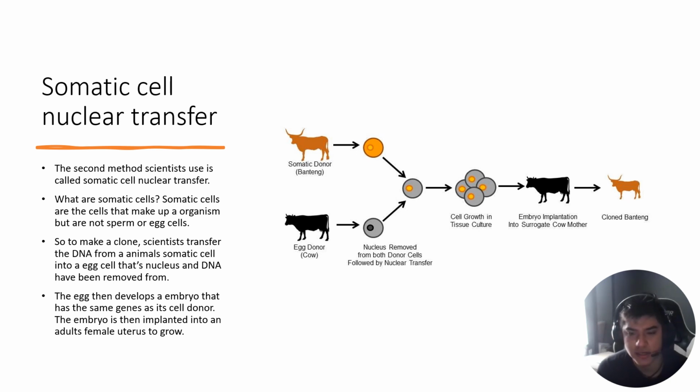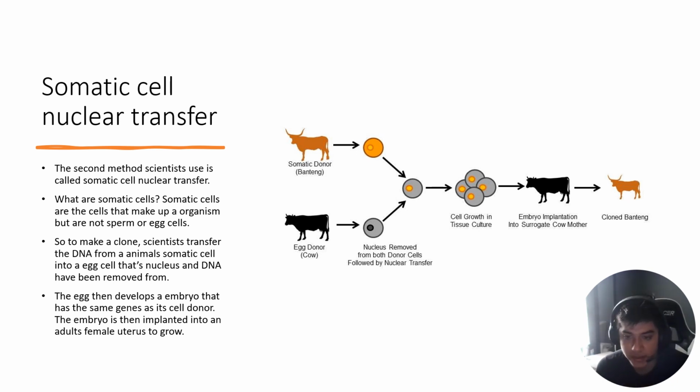The second way I mentioned is somatic cell nuclear transfer. So what are somatic cells, you may ask? Somatic cells are the cells that make up an organism but are not sperm or egg cells. To make a clone, scientists transfer the DNA from an animal somatic cell into an egg cell whose nucleus and DNA have been removed. The egg then develops into an embryo that has the same genes as the cell donor. The embryo is then implanted into an adult female's uterus to grow. And in the visual photo I put, it describes the process.